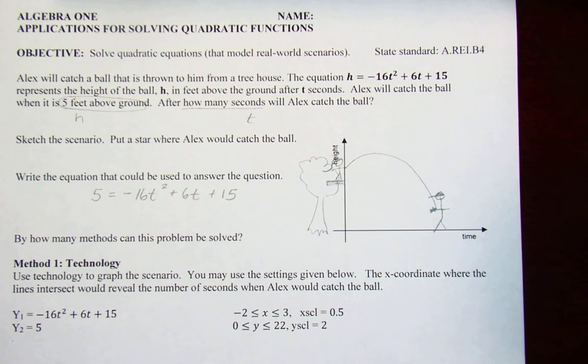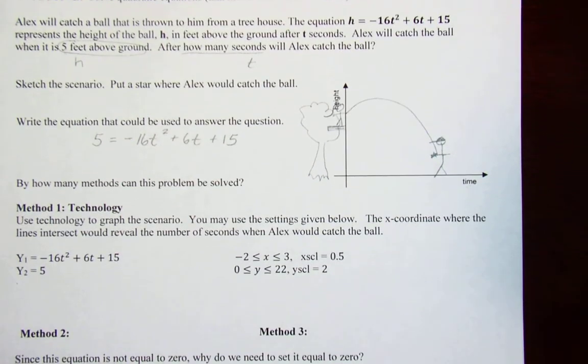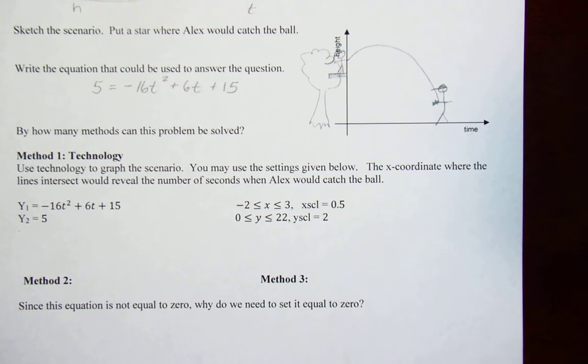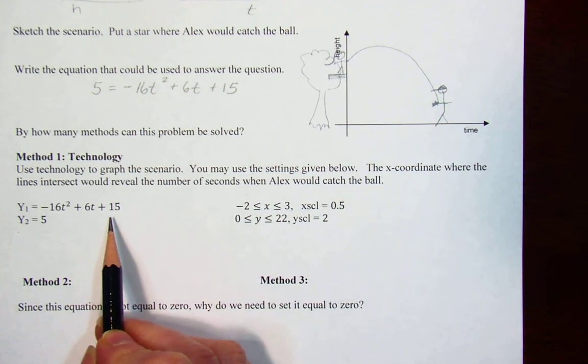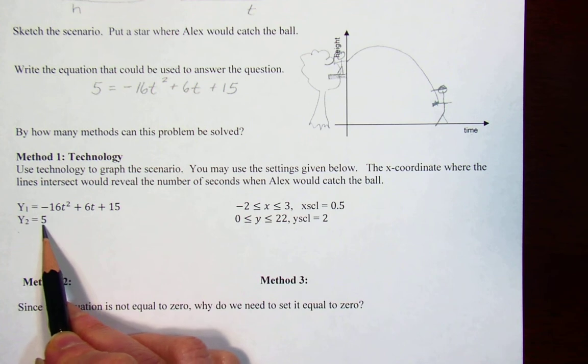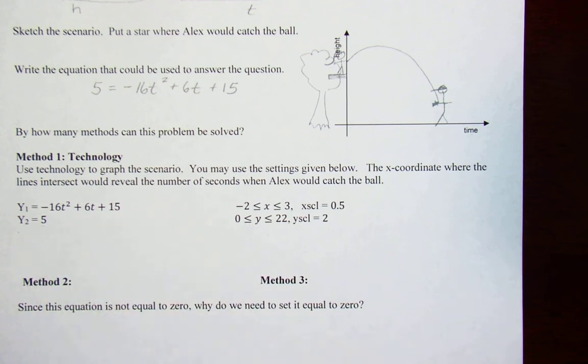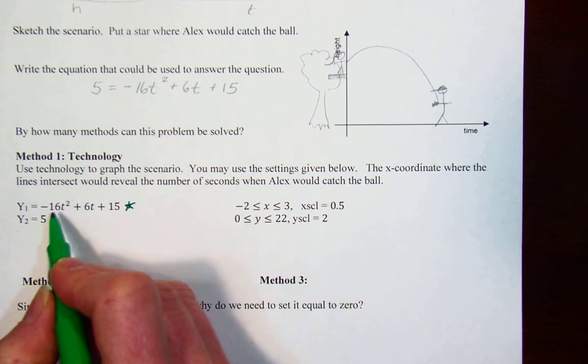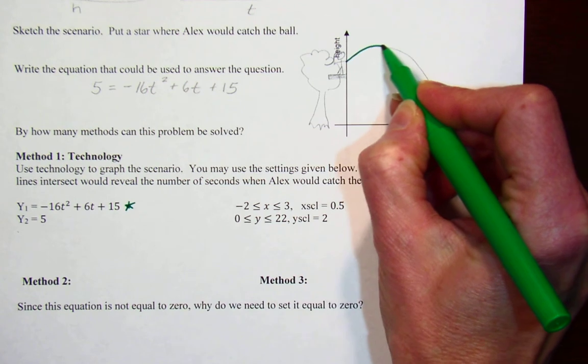Now, how many methods can be used to solve this problem? Well, there's lots of different ways. The first way could be technology. You can use technology to graph this scenario. Here is the equation that we just wrote. Here is the 5 that it is equal to. You could go into Desmos, or you could use your graphing calculator. If you were to graph this equation, because it has a power of 2, that would be the parabola.